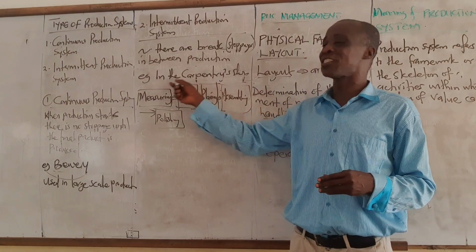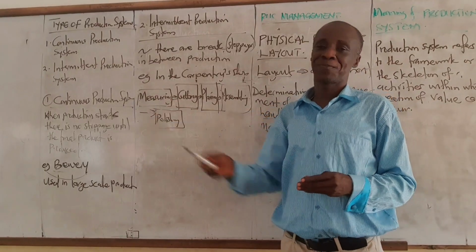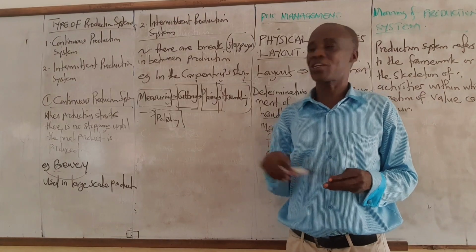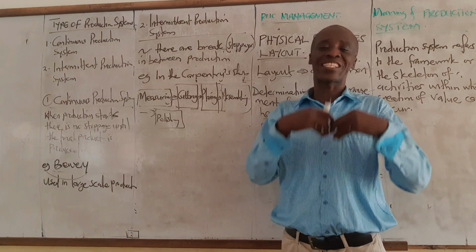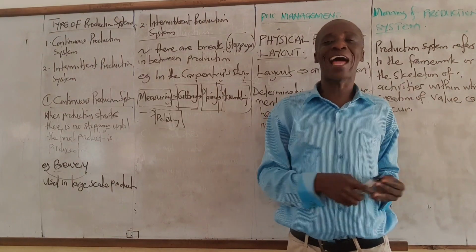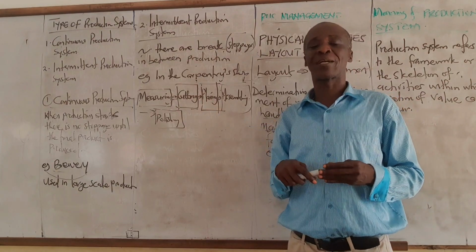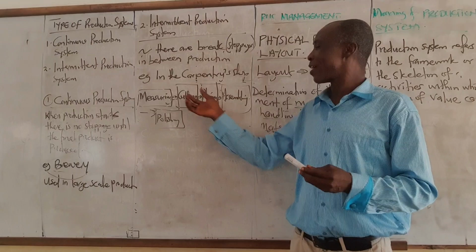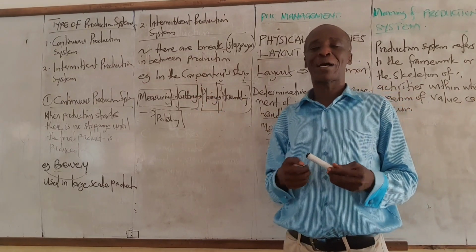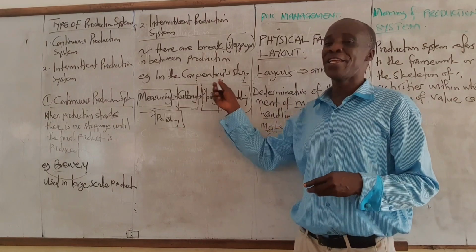In the carpentry shop, the carpenter will measure. So they will be measuring. Then he can stop and do something else. Then cutting will take place. He stops. Then he can even move the materials to another room. Then planing will take place.